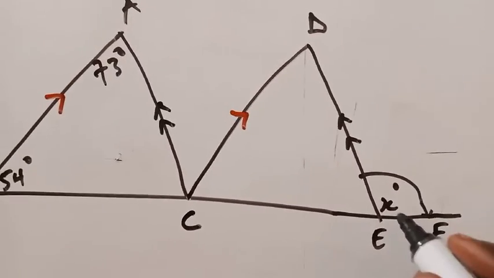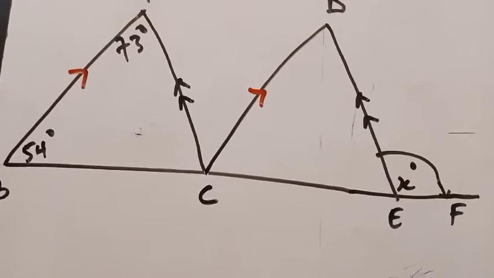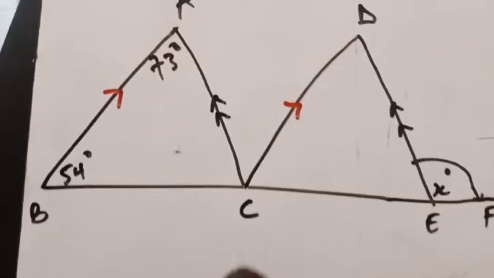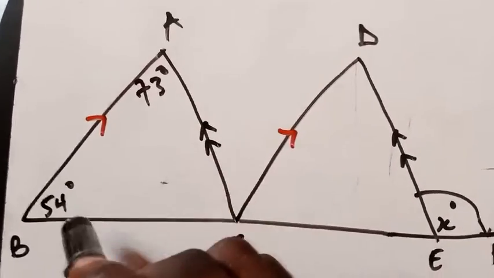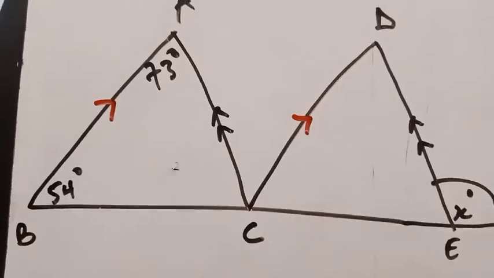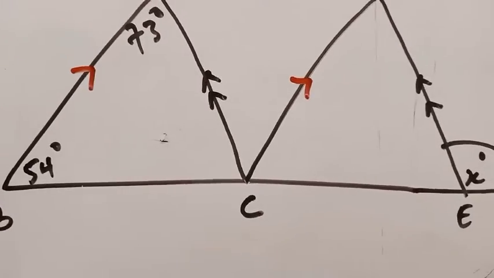Looking for this value, your first step is to start with what you know and what we are given. So what are we given? We are given these two angles here: 73 and 54. Now these are the two angles.